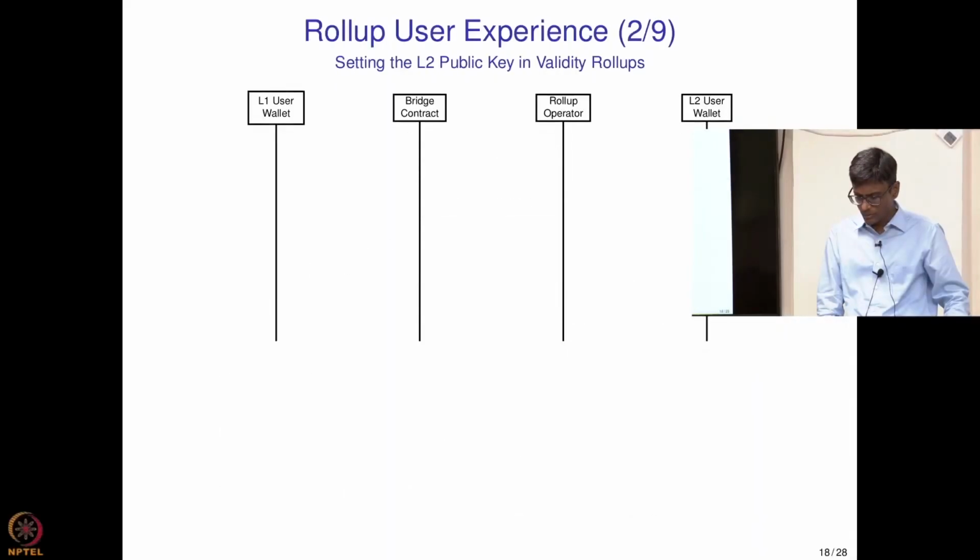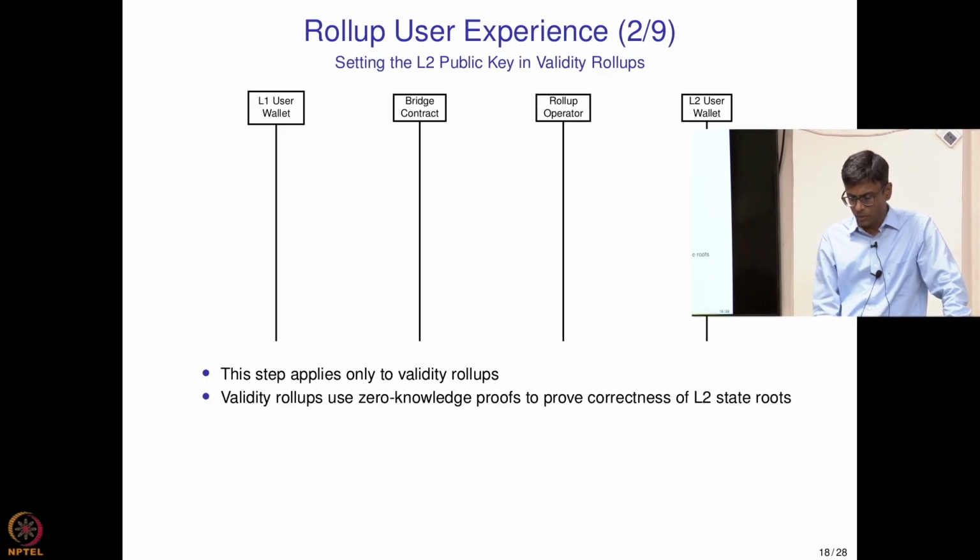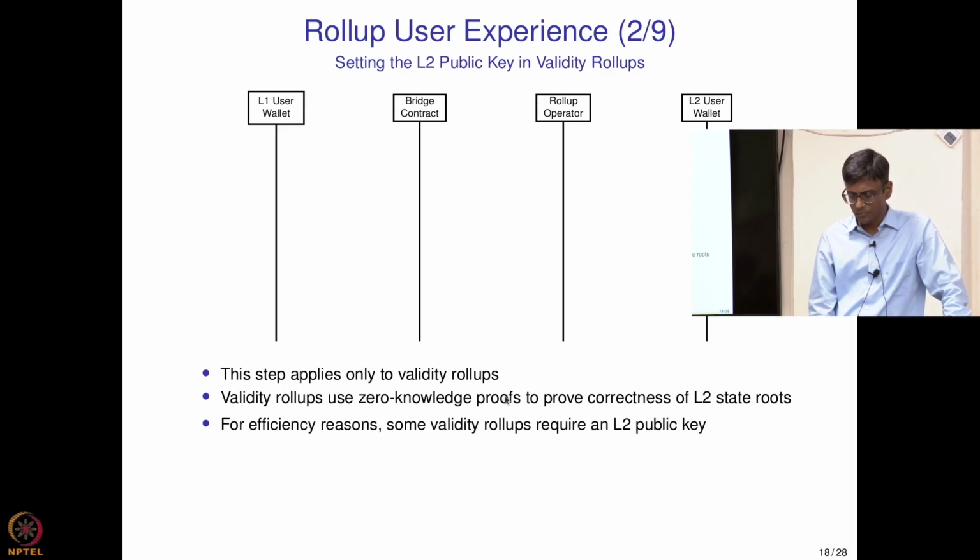Okay. So here is the second step in the rollup user experience. It applies only to validity rollups, also called ZK rollups. There is the setting up of a layer 2 public key. This is again an extra onboarding step if you want to use validity rollups. Validity rollups use zero knowledge proofs to prove correctness of the state roots, and for efficiency reasons, if the layer 2 public key is from a pairing friendly curve, then it becomes cheaper.